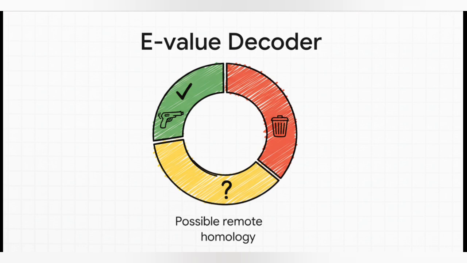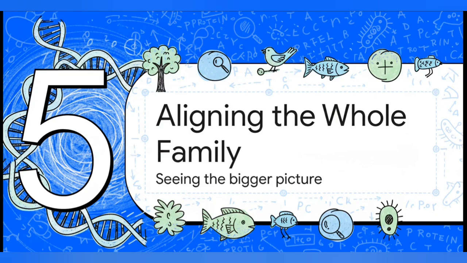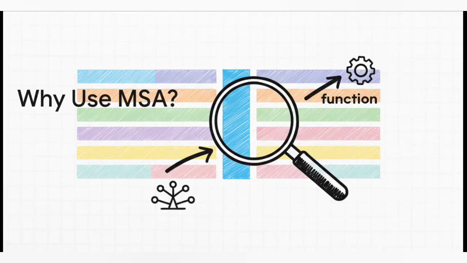Move on. So far, we've really just been talking about comparing one sequence to another. But the real power, the real insight, comes when you line up an entire family of related sequences all at once. This is called multiple sequence alignment, and it lets us see the whole bigger picture. So why is this so powerful? Well, think of it this way. A simple alignment is like a conversation between two people. A multiple sequence alignment, or MSA, is like listening in on an entire family reunion.